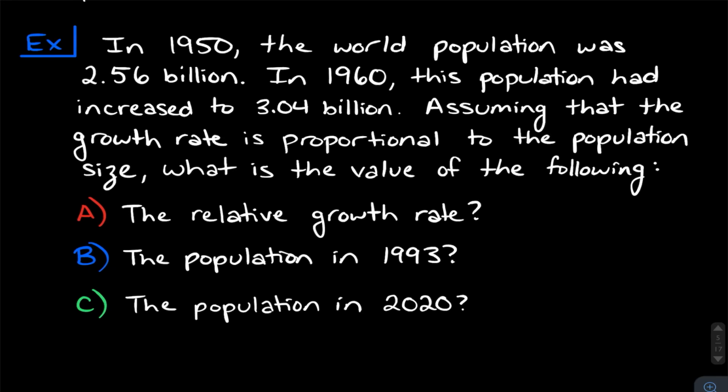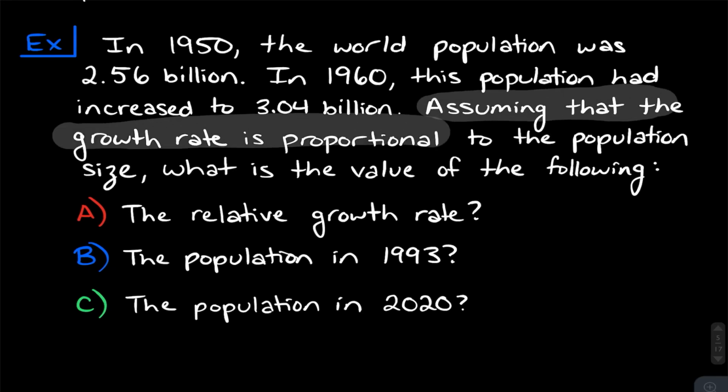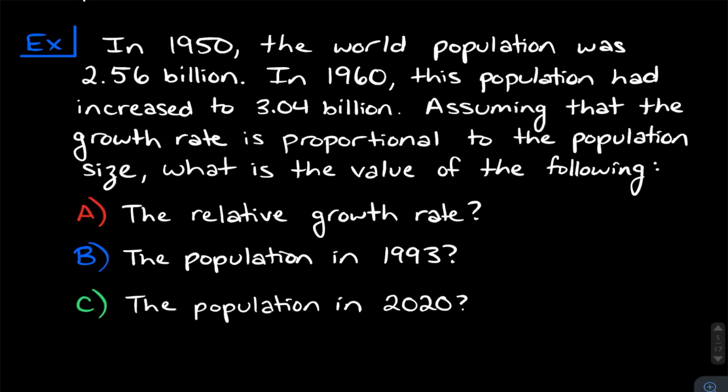Now, we are given this little bit of information down here, which I think would cause the most confusion, and that says, assuming that the growth rate is proportional to the population size, right? That's exactly what we talked about in the introduction. That just means we're dealing with exponential growth or exponential decay, okay? And here, since it says growth rate, we're dealing with exponential growth, okay?